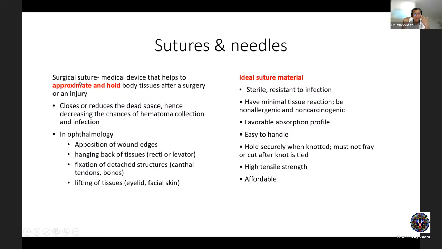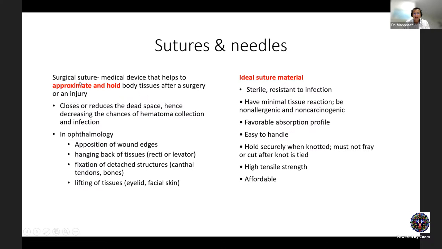They are threaded over a needle. We pass the needle and take out the suture. The sutures can lift the facial tissue. And you can lift the eyeball also with the sutures passed through the muscle stumps during an enucleation procedure.